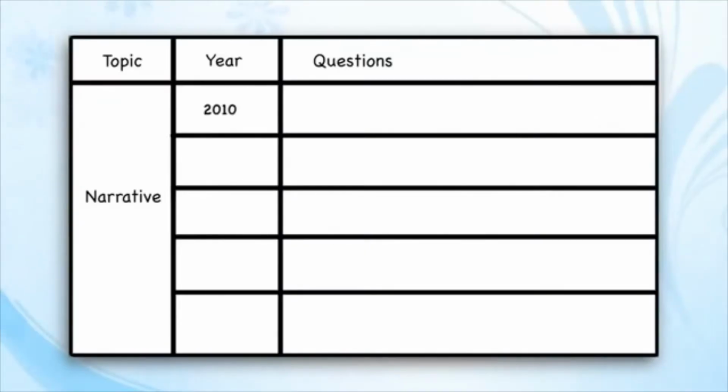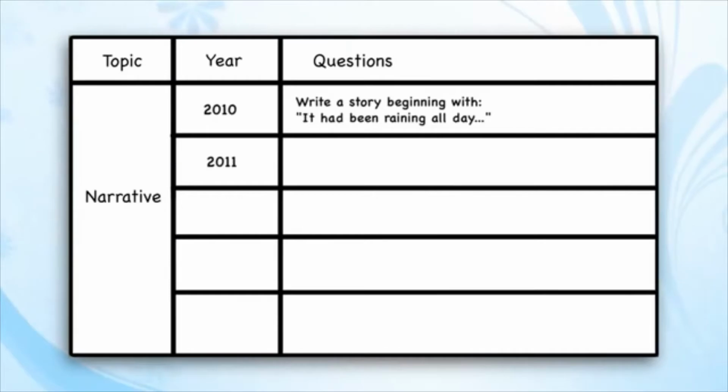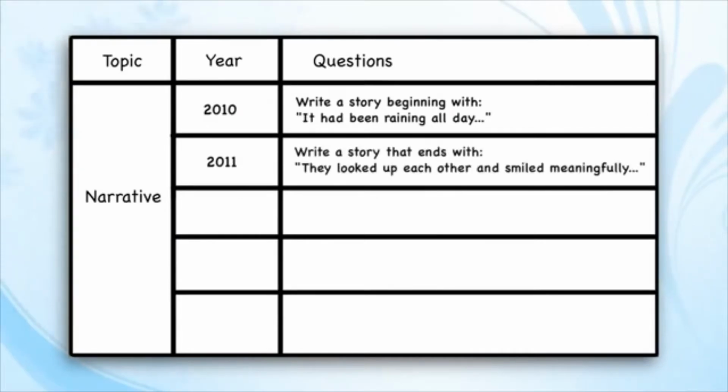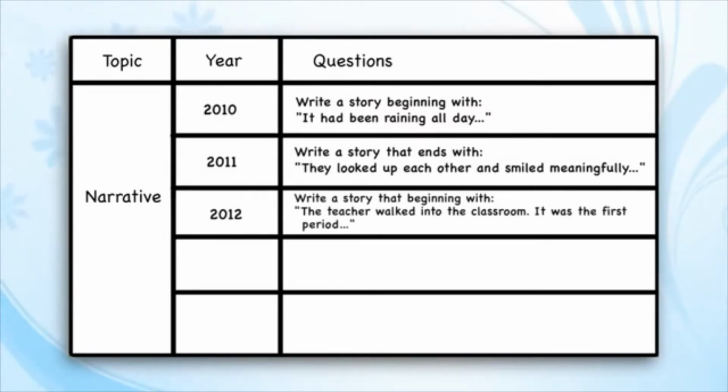Students were required to write a story beginning with, "It had been raining all day." In 2011, students were required to write a story that ends with, "They looked at each other and smiled meaningfully." In 2012, students were required to write a story beginning with, "The teacher walked into the classroom. It was the first period."